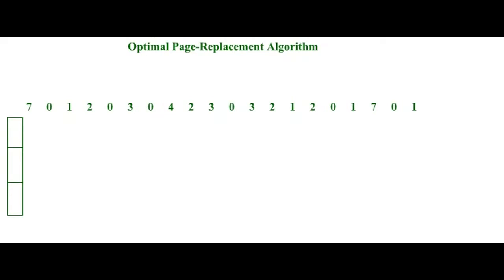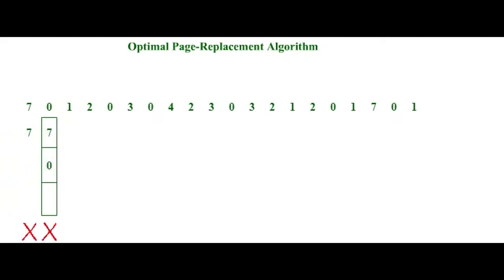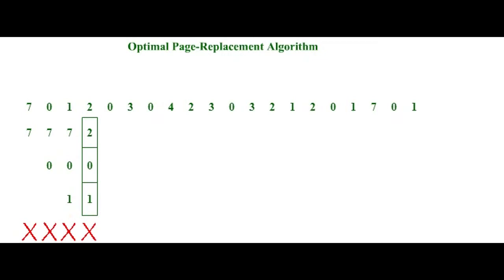Initially our memory is empty, so we can directly place 7, 0 and 1 into the memory. Now 2 will come and we will check which page is not going to be referred for the maximum time and replace it. So we check that 0 and 1 are going to be referred before 7, so we are going to replace 7 by 2. Next 0 will come. We find that 0 is already present in the memory, so there is not going to be any page fault.